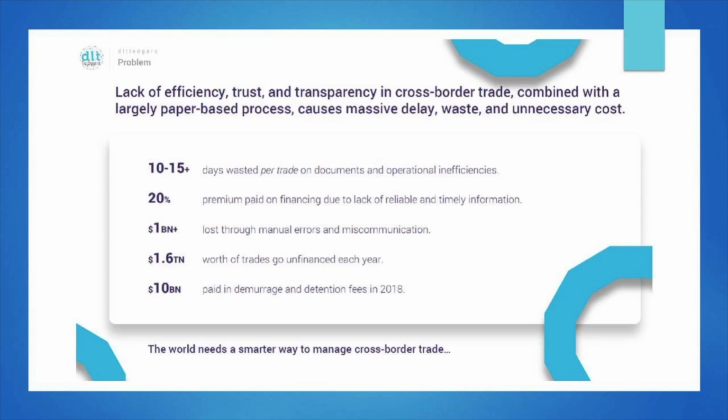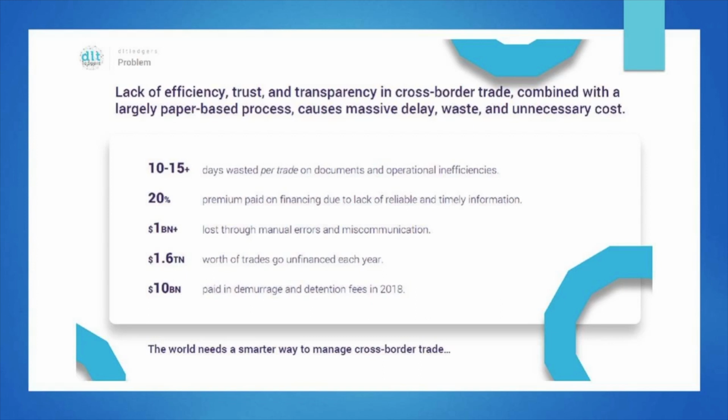Second, we found that about a 20% premium is paid on financing due to the lack of reliable and timely information. Most importantly, about $1 billion is lost through manual errors and miscommunications. And if you look at financial inclusion, we find that about 1.6 trillion worth of trade goes unfinanced every year.